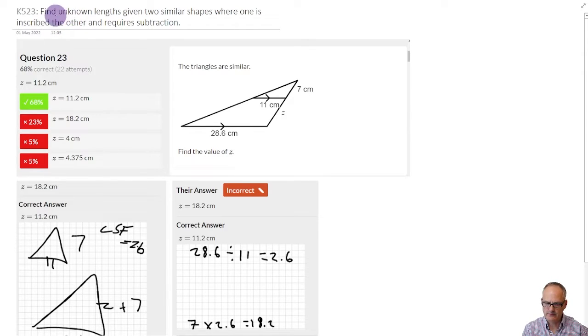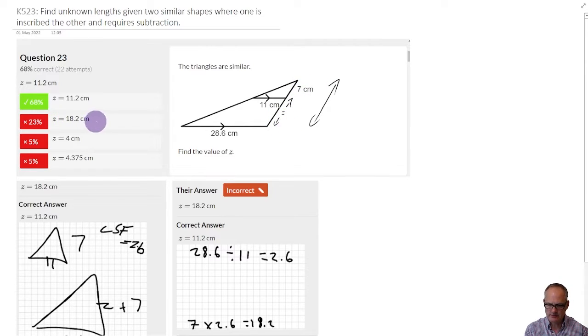Right, we're going to find unknown lengths given two similar shapes where one is inscribed and the other requires subtraction. So we've got to find this length here. Okay, so we can't use just similar shapes and scale factors to find this one, because we can use that to find this length and then subtract the 7 from it to get this length.